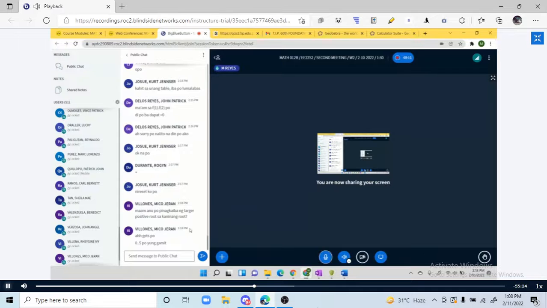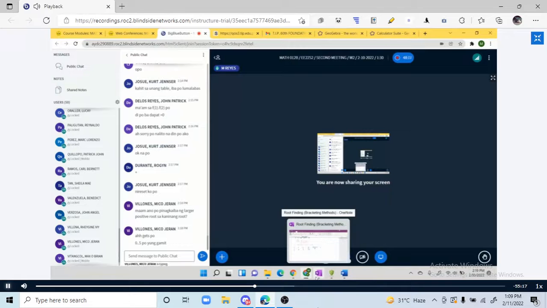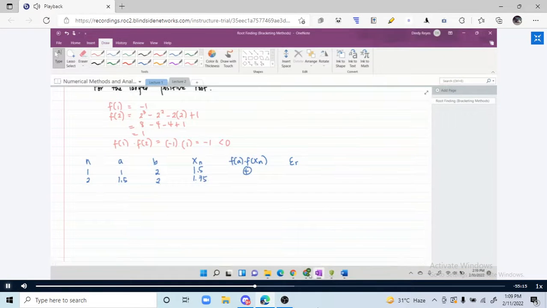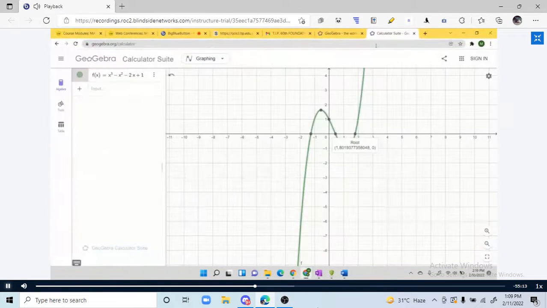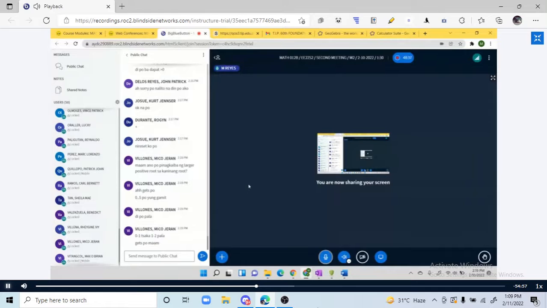Gets 0.5 po yung gamit. Saan? 0.5 yung gamit saan? Bracketing method ito, so dapat interval ang gamit. So sa smaller positive root from 0 to 1, pag tinignan mo, yung smaller positive root is in between 0 and 1. And then I am using 1 and 2 now. The interval from 1 to 2 for solving the larger positive root.